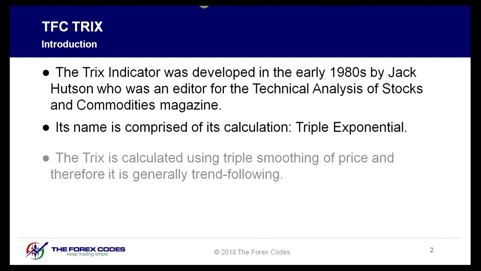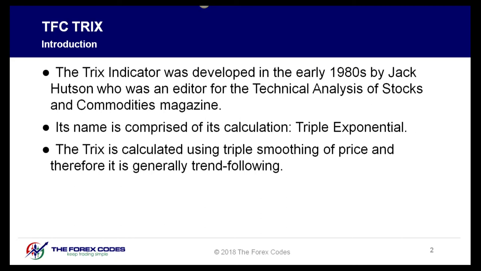The Trix is calculated using, now we're going under the hood here, or under the bonnet, as the Brits say, the triple smoothing of price, and therefore it's generally trend following. So this is a trend follower, again, like the cloud, like the TFC candles and wave, we're trend following. Part of the confluence. Get 3 or 4 of these things in confluence, in agreement, and we know the trend.